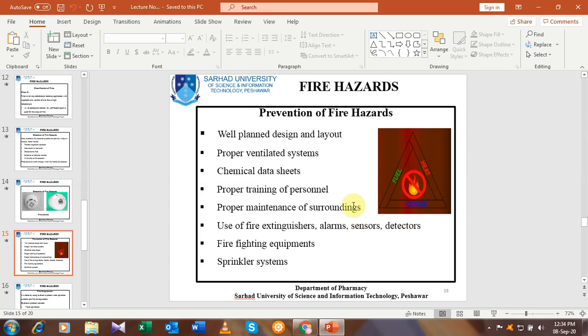The chemical data sheets and instructions given on the chemical should be adopted. Proper training of the personnel should be done to ensure safety and to control the fire hazard. Different types of restrictions or precautions should be taken to minimize the risk of the fire hazard.